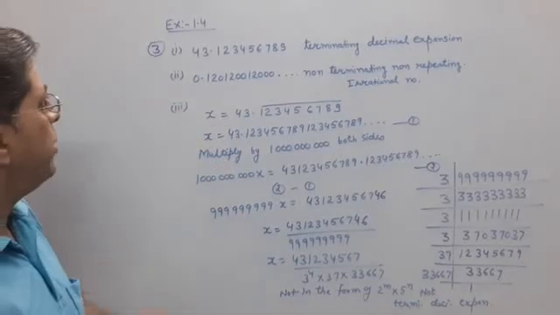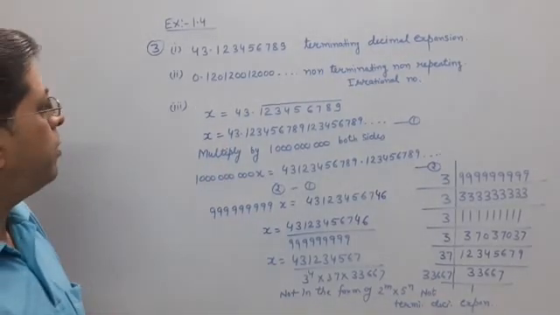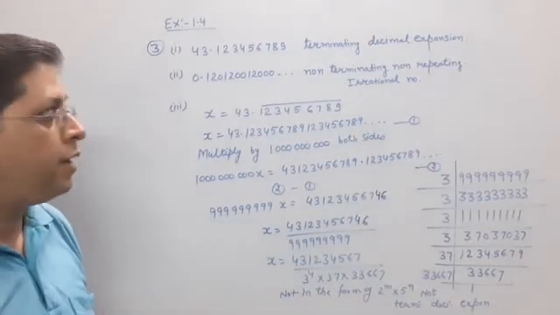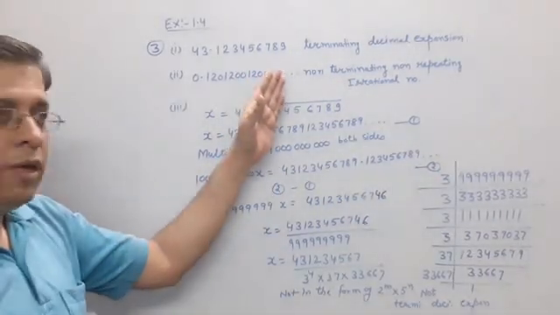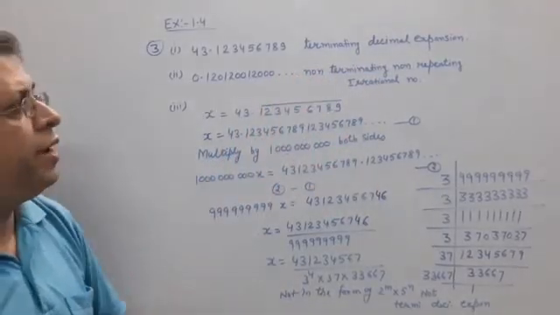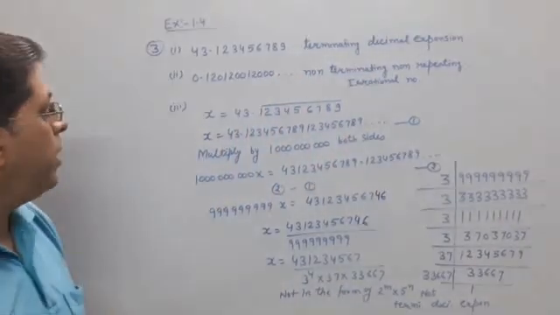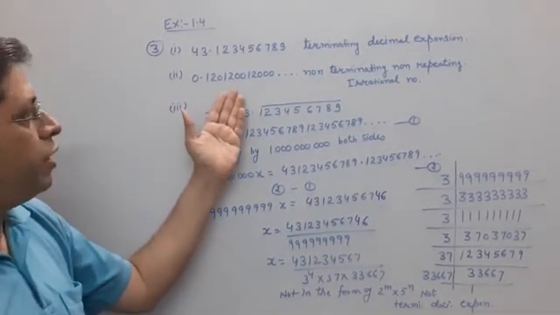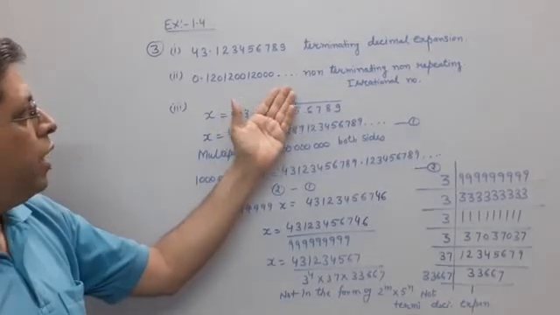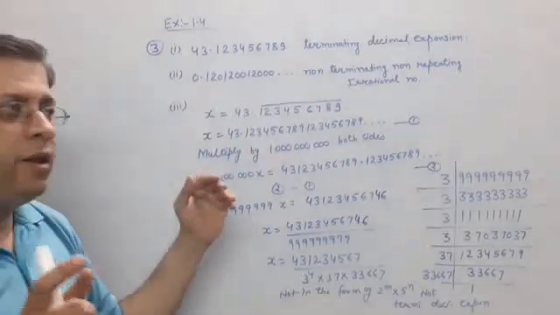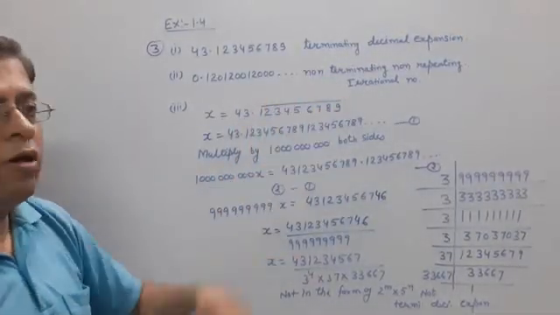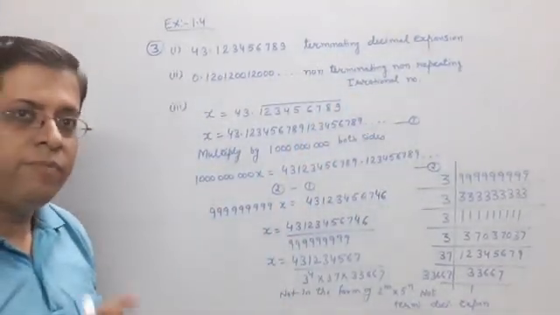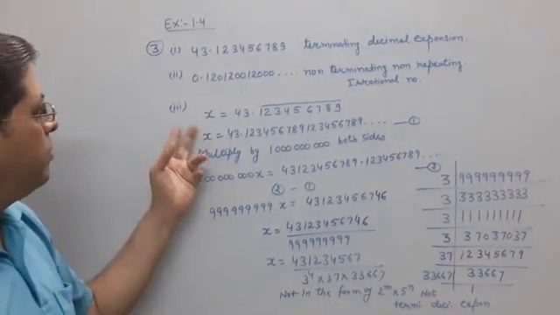Yes, Exercise 1.4, question number 3, first part. It is given to you 43.123456789. See here, the decimal stops. It means clearly this is your terminating decimal expansion. Okay, now come to the second part. What is given? 0.120120012000 and so on. And it is very clear it is a non-terminating, non-repeating decimal. Okay, it means this is your irrational number.